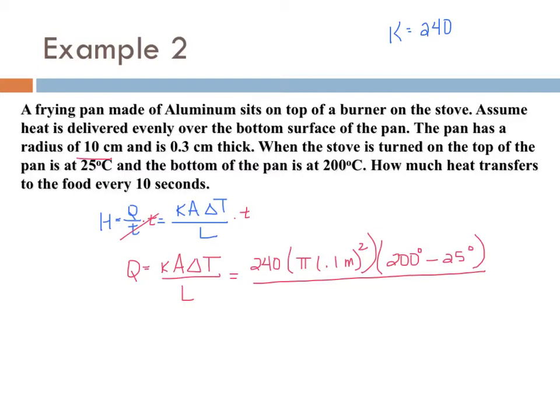All divided by length. In this case, it is 0.003 meters long or thick. And you are multiplying it by 10 seconds. So the amount of energy transferred in that time is 4.4 times 10 to the 5th joules.